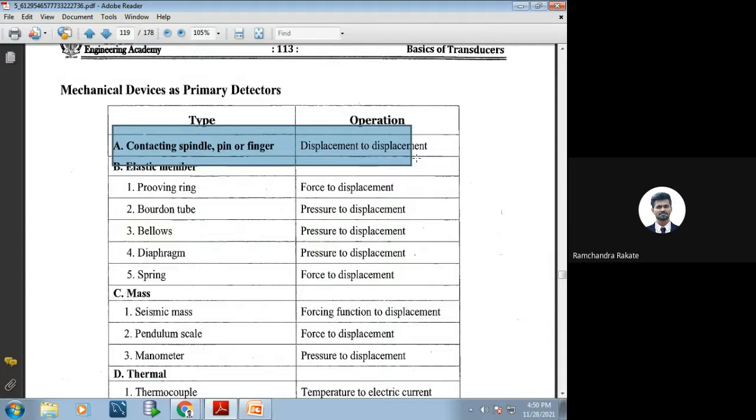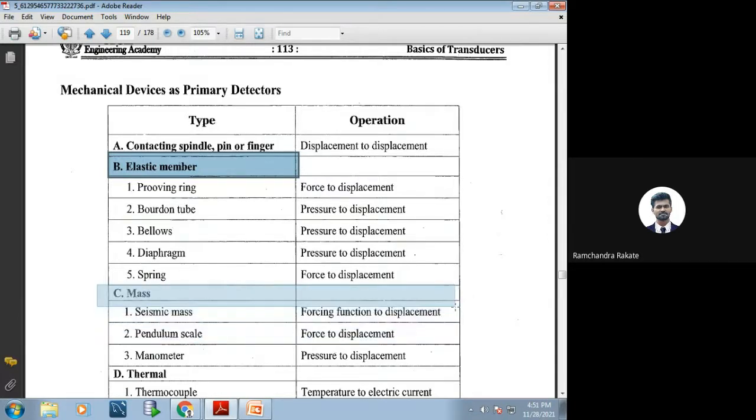Next is the elastic member. In the elastic member, we have the proving ring, which is force to displacement, and the Bourdon tube, which is pressure to displacement. Third is bellows, that is pressure to displacement. It converts pressure to another physical quantity, that is displacement. Then diaphragm is pressure to displacement. Spring we have, that is force to displacement. So these are the elastic members.